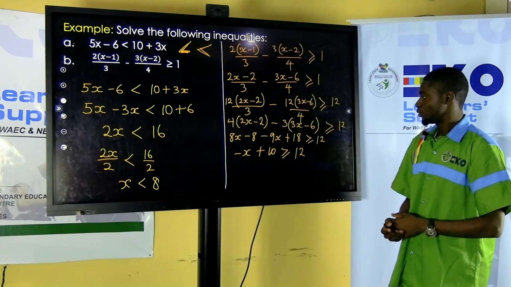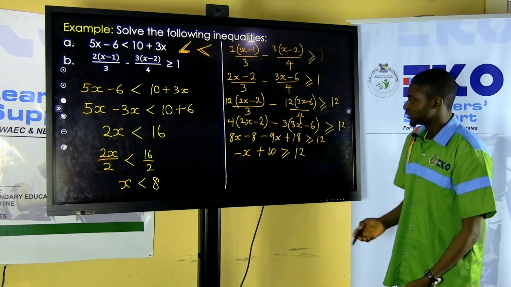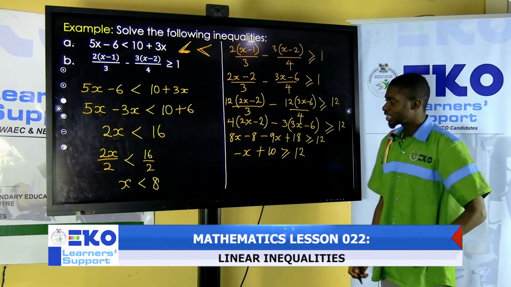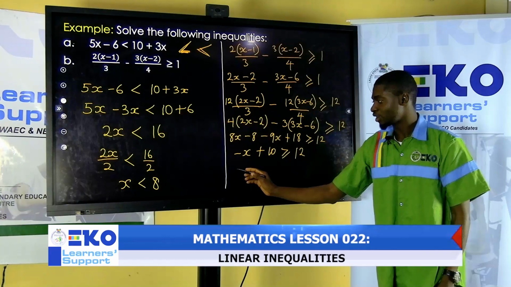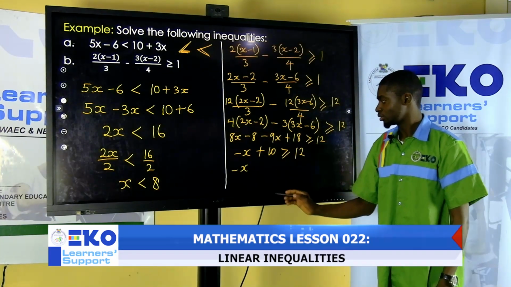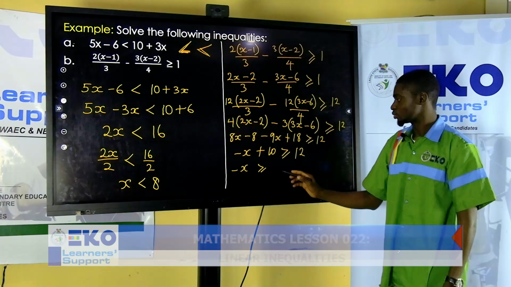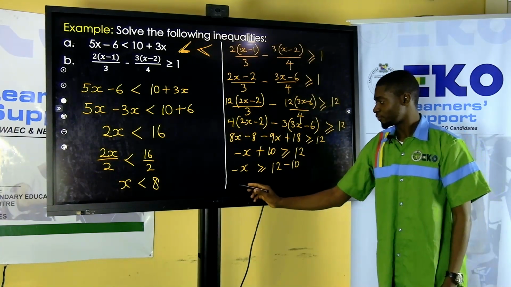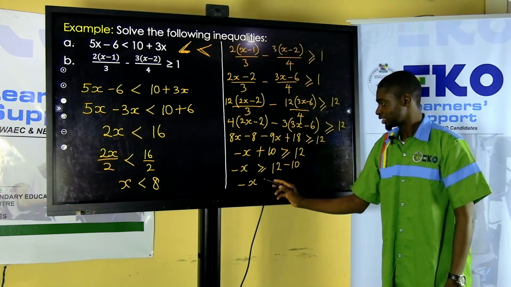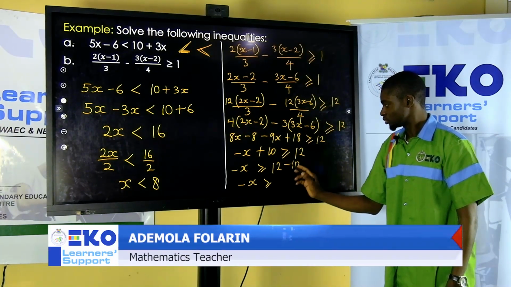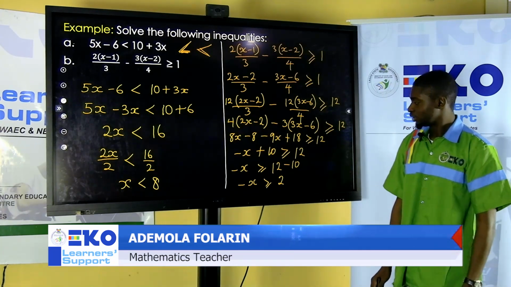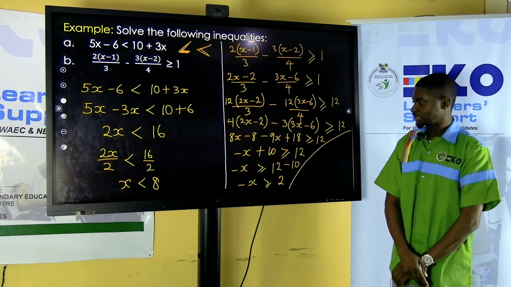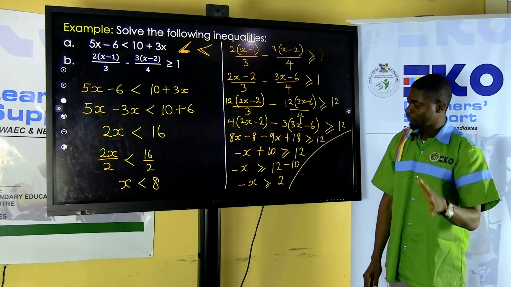So from here, we collect like terms, or we say subtract 10 from both sides. On the left-hand side, if I subtract 10, I will have minus x alone, greater than or equals to 12 minus 10. So we have minus x is greater than or equals to 2. Now our interest is not in minus x. Our interest is to find the value of x.